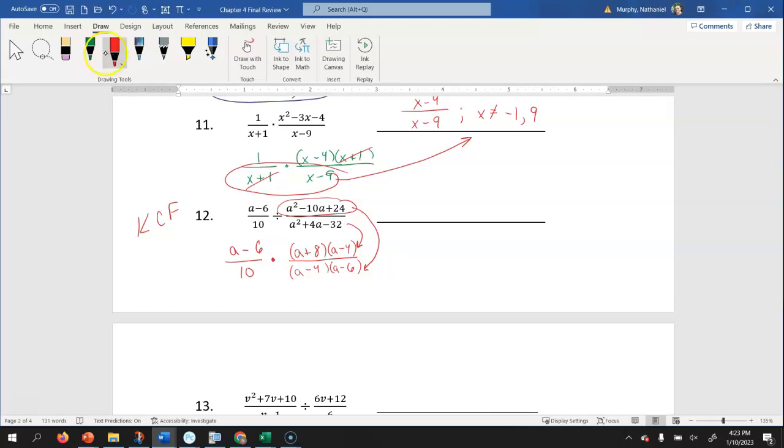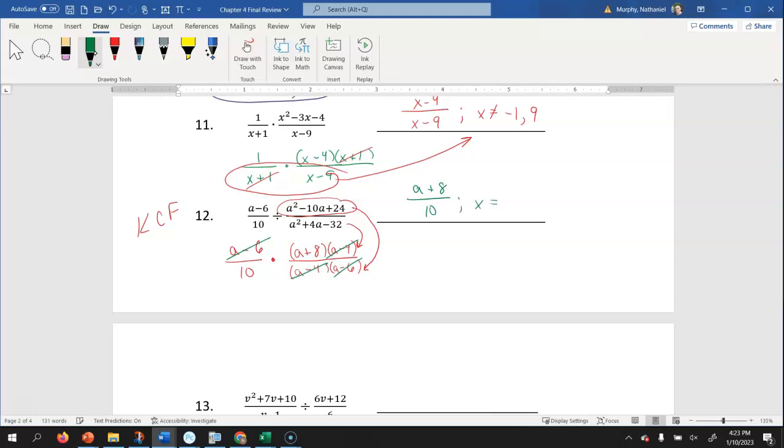So now we have this all set up, so we can look to see what we can cancel out. So we have an a minus 6 here and an a minus 6 over here. We have an a minus 4 and an a minus 4. We're just left with a plus 8 in the numerator and 10 in the denominator.